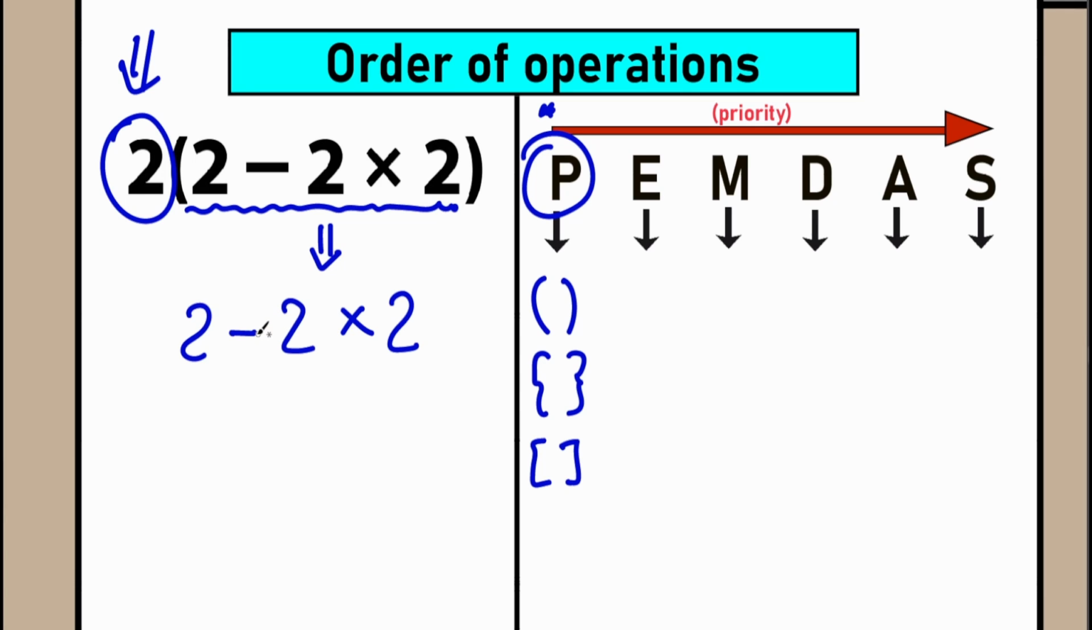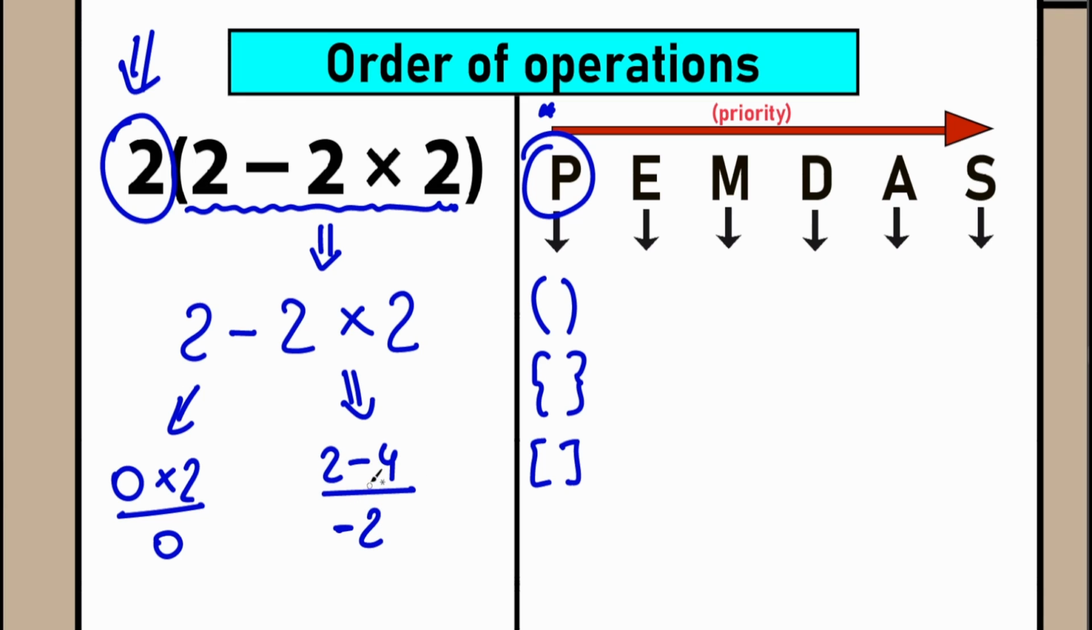So obviously there are 2 ways we can solve it. The first way, of course, subtraction first. As a result, we have 2 minus 2 equal to 0, 0 times 2 equal to 0. And the second way, multiplication first. Okay, so we have 2 times 2 equal to 4. As a result, we have 2 minus 4, which is equal to minus 2.